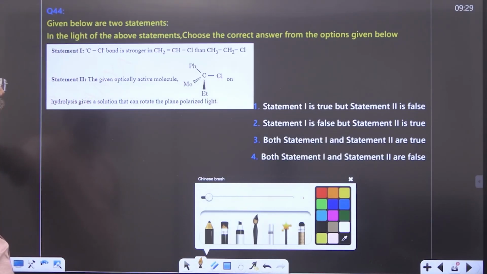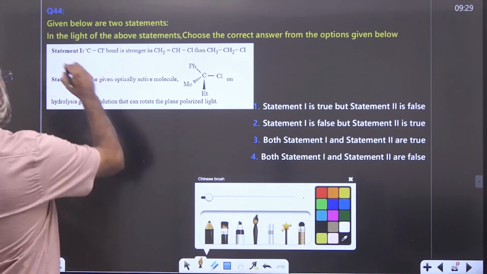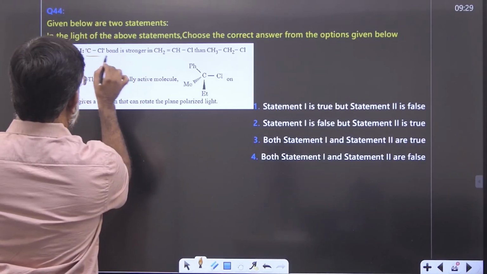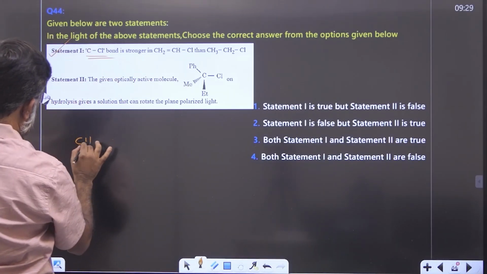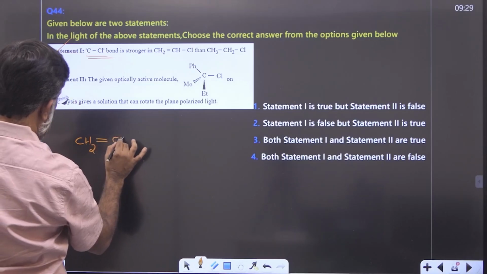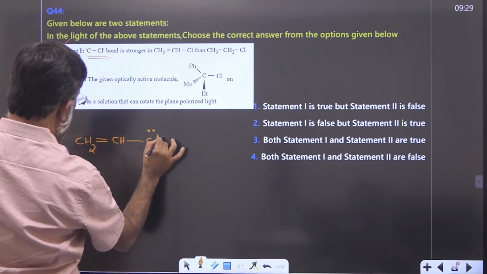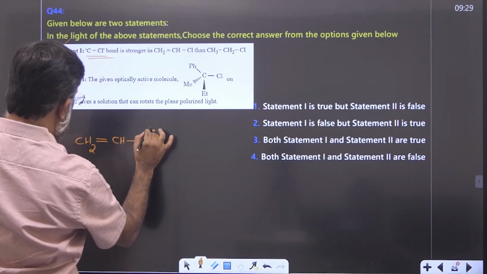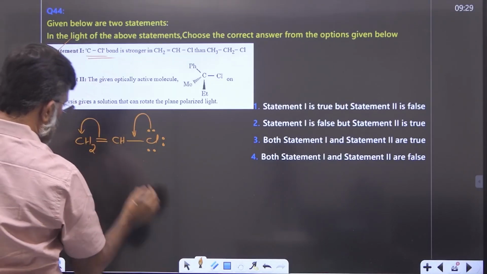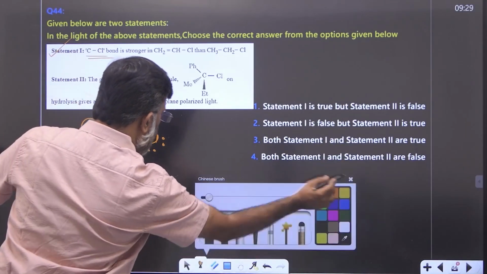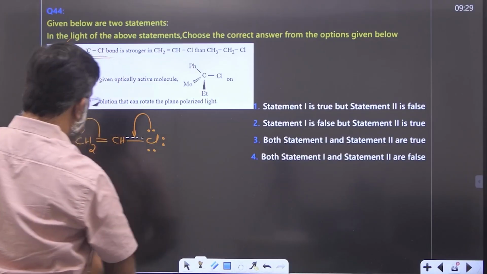What about statement 1? Carbon-chlorine bond is stronger in CH2=CHCl than CH3CH2Cl. This is correct. Here the carbon-chlorine bond is stronger because of the mesomeric effect, resonance. You see, there is resonance. The lone pair of electrons on chlorine is involved in resonance. There is a partial double bond character between carbon and chlorine.